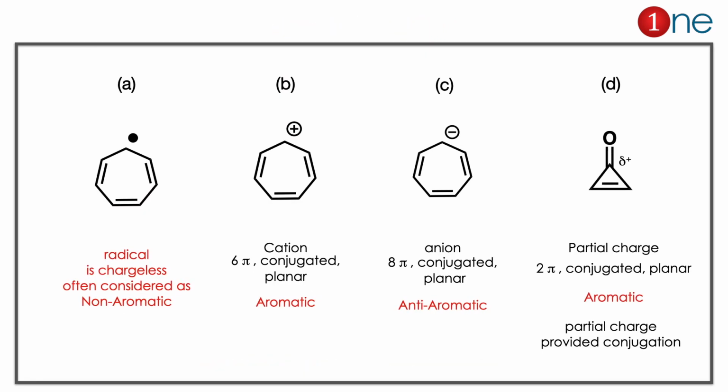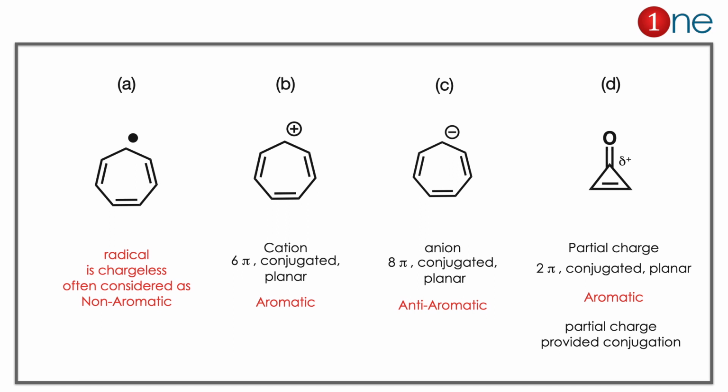Here we have to analyze each category separately. So let us take A. A is the radical one, so it's often considered as not aromatic because the radical is chargeless, so the conjugation is questionable, so it is considered as non-aromatic. So it will be our answer. Let us eliminate the other 3. The B is a cation. It is 6 pi electron, conjugated, planar. It is aromatic. If you look at the C, it's 8 pi electron, conjugated, planar. So definitely it's anti-aromatic.